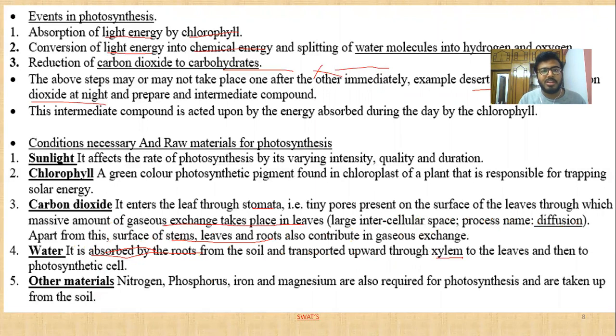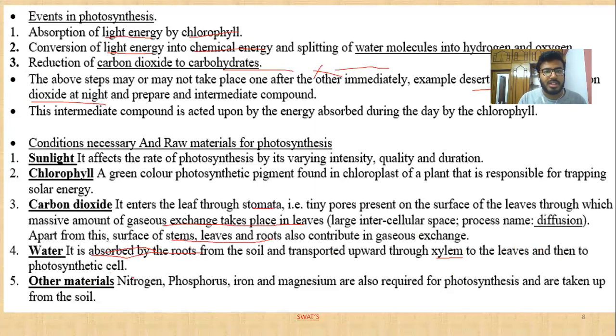Xylem, do you remember? It only has upward motion and it only carries water. Along with xylem, you also studied another tissue, that is phloem. What is phloem? It has upward and downward direction and it carries nutrients from leaves to other parts of the plant as required by the needs. Xylem carries water to the leaves and then to the photosynthetic cells.